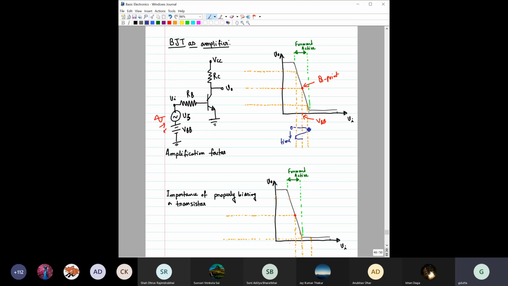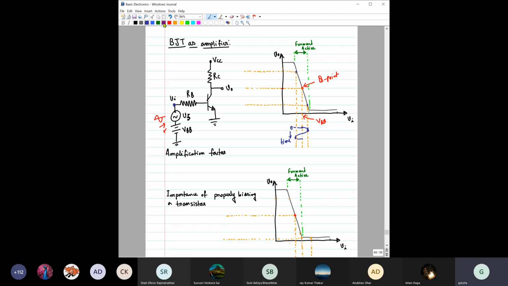signal of this VS, then see, what is VI? VI is basically VBB plus VS. So as this VS changes, VI will also change. When this VI changes, the Q point will also change. When this VI is this, the Q point was this. When this VI goes and reaches this point, the transistor will be operating in this region. Now when it comes back to this, the transistor will again come back to this region. When this VI becomes this, the Q point will also change here.